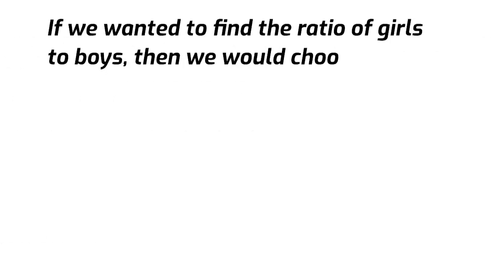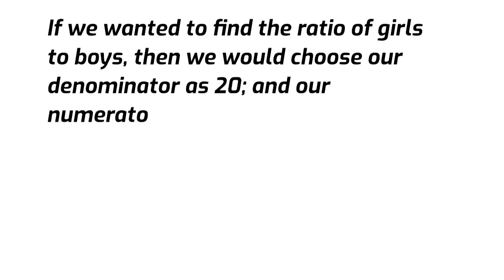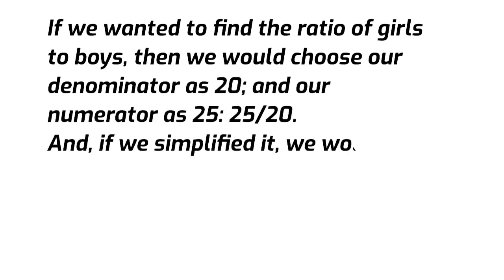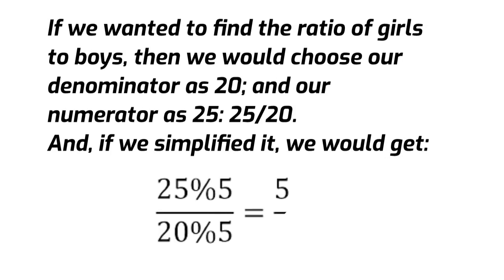If we wanted to find the ratio of girls to boys, then we would choose our denominator as 20, and our numerator as 25, 25/20. And, if we simplified it, we would get 5/4. As you see, there is no integer that divides both 5 and 4 except 1, so 5/4 is simplified.